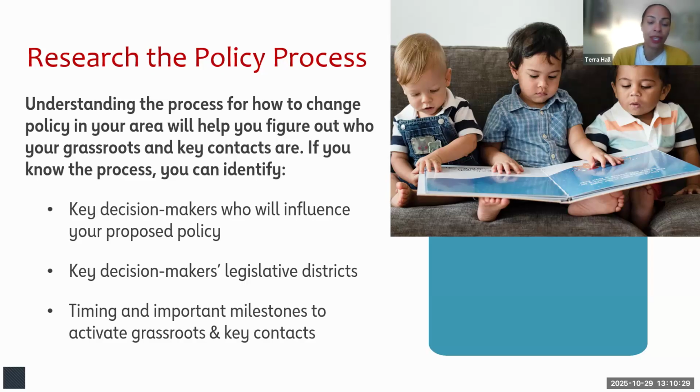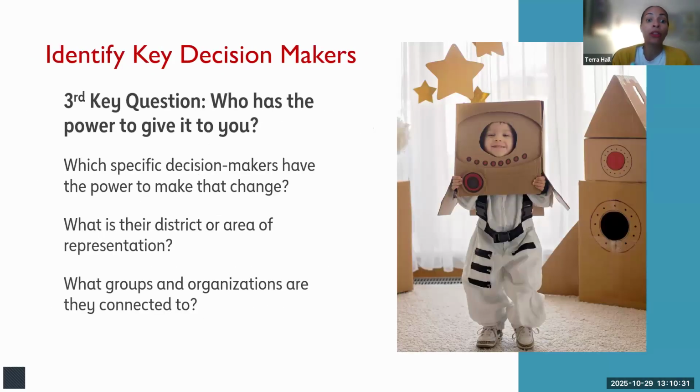Next slide. So Maura told you a little bit about our third question. Who has the power to give you what you want? That's a really broad question and it can feel overwhelming, but we can hone in on that a little better if we dig in by asking a couple of more specific questions. Number one, which specific decision makers have the power to make the change that you're seeking? And depending on your area, these key decision makers may be leaders of committees that your legislation may initially be heard in. They might be city council leaders or other decision makers.